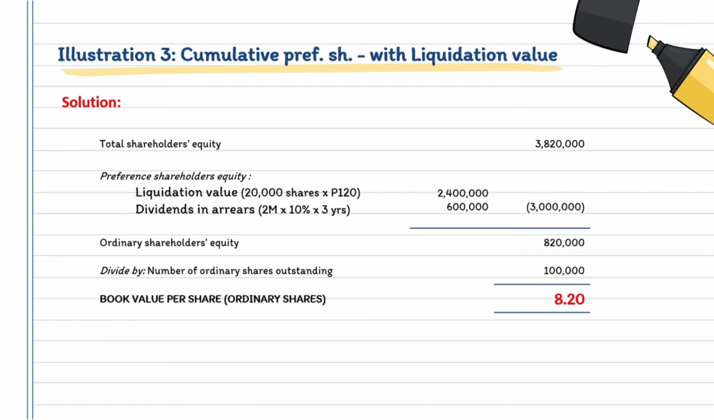So para makuha natin yung book value per share, yung total shareholders equity natin is 3.82M minus natin yung preference shareholders equity na 3M. Paano nakuha yung 3M? Una, compute natin yung liquidation value. So 20K shares times 120, that is 2.4M. The next, yung dividend in arrears, 2M times 10% times 3 years dahil nga cumulative, that is 600K. So 2.4M plus 600K kaya naging 3M. Now 3.82M minus 3M, ordinary shareholders equity natin ay 820K. Divide natin ito sa number of ordinary shares outstanding, that is 8.20. Ito na yung magiging book value per share natin.